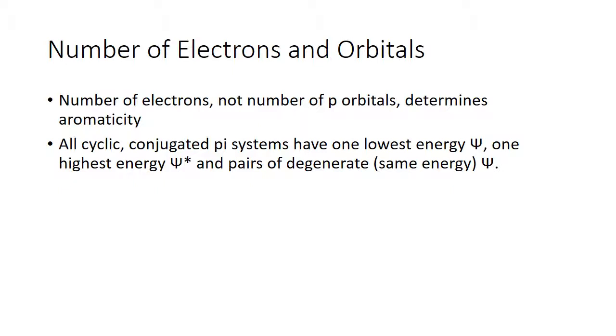So how do you look to see if something is aromatic? To look to see if something is aromatic, what you do is you look at the number of electrons. You don't worry about the number of p orbitals, because what we find is the number of electrons actually is the key. The orbitals work out so that if you get the number of electrons figured out, from that number of electrons, you can say, oh, it's aromatic or anti-aromatic.